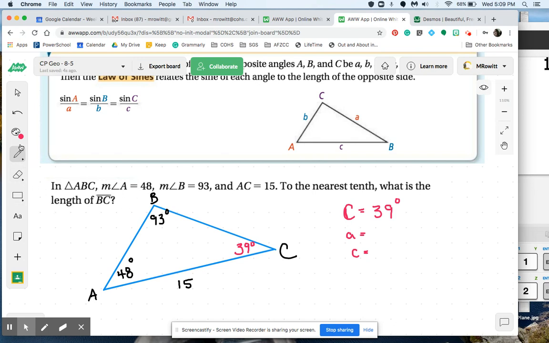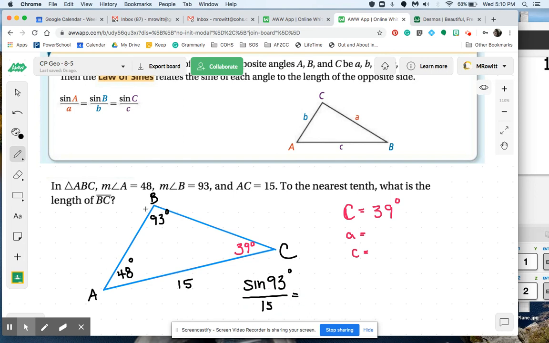So I'm going to use the only complete fraction I have, which is this 93 and the 15 across from it. I can't solve this if I have more than one missing piece. So I need to use an entire fraction. So it looks like I have to use the sine b over b because that's my complete piece. So that means my equation is going to start with the sine of 93 degrees over 15 has to be equal to.